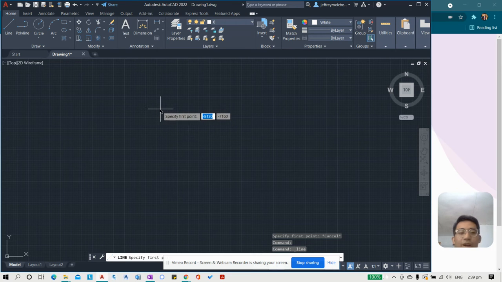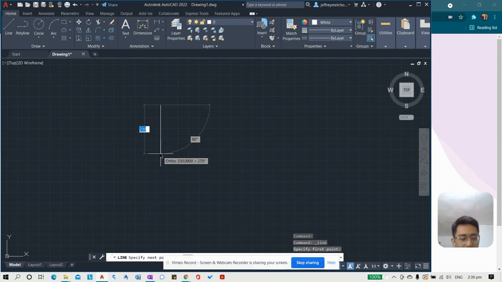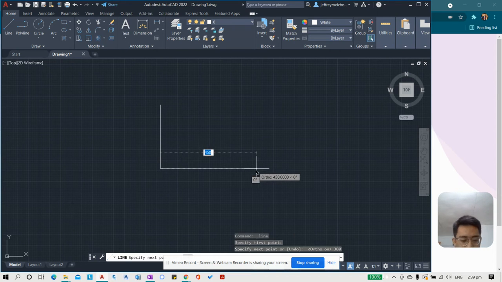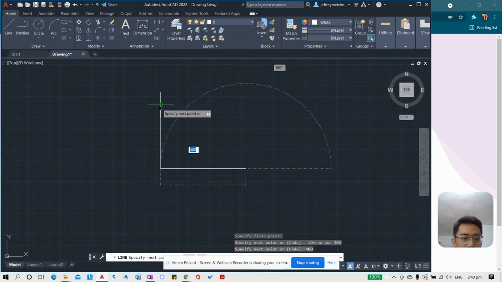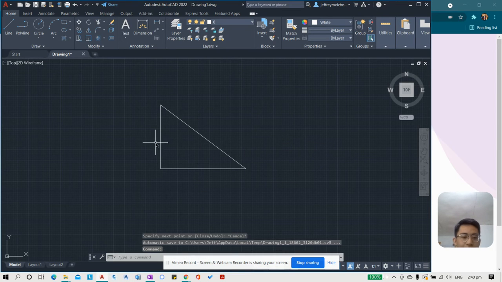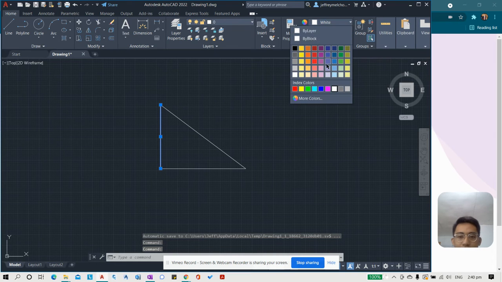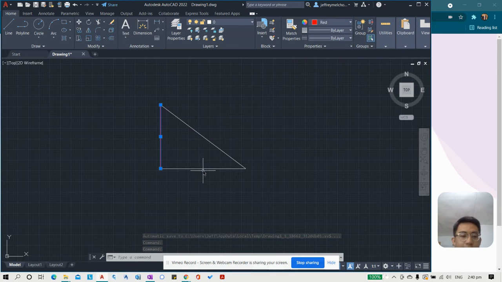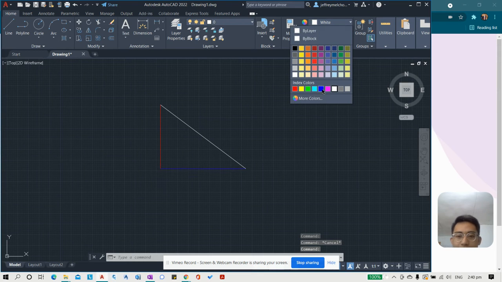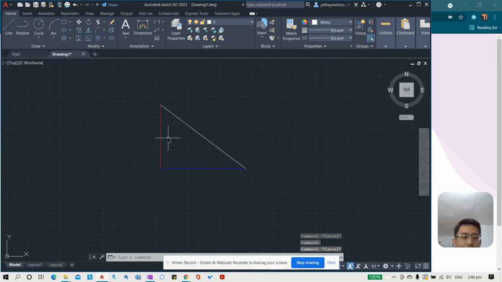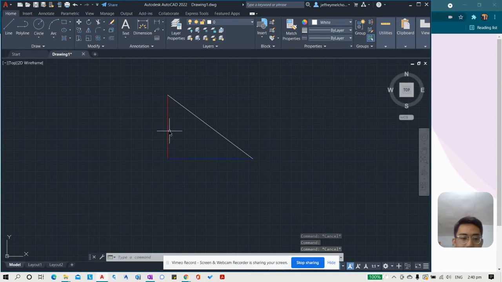So let me draw a right triangle. Let us say there is a right triangle with sides 300, 400, and 500 millimeters. Okay? So let me change the colors so that we can see a distinction between the sides. According to the theorem, the sum of the squares of the two sides which are perpendicular to each other is equal to the square of this side, which is the hypotenuse. So let us prove this fact.